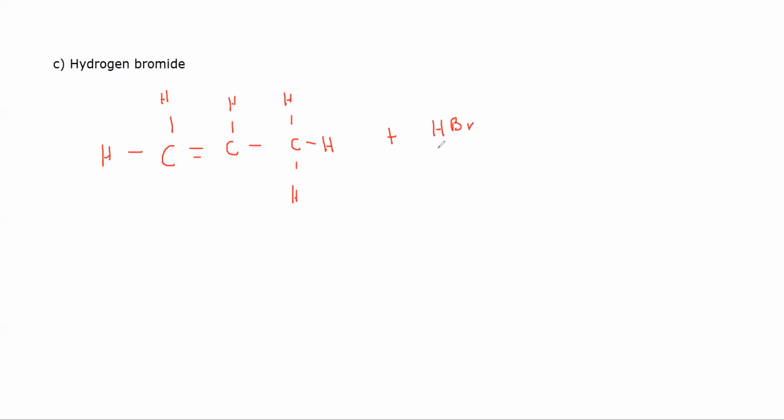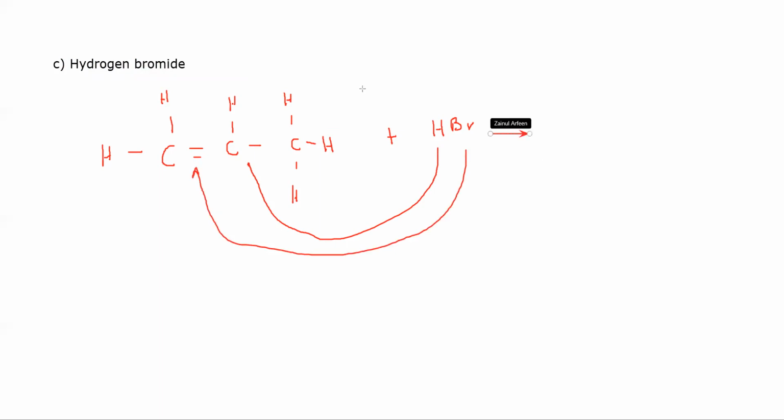So what happens? It's up to you again. If hydrogen attaches to the second carbon, then bromine will attach to the first carbon. The double bond will break. In alkene reactions, the double bond always breaks. So as the double bond breaks, I attach bromine to the first carbon and hydrogen to the second carbon. So it will form a halogen alkane.